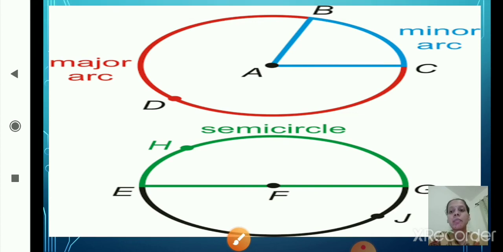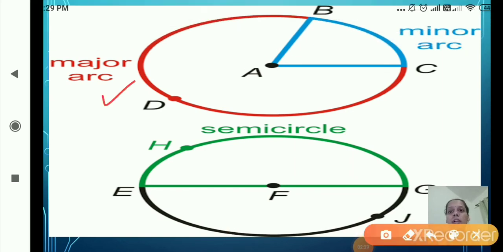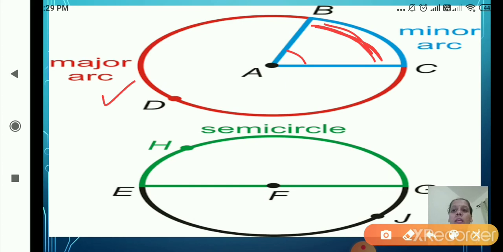Now, as you can see, there are two circles. In the first circle, this is the central angle, right? Angle BAC is the central angle, and the arc corresponding to the central angle is arc BC. So the measure of minor arc BC is equal to the measure of the corresponding central angle.